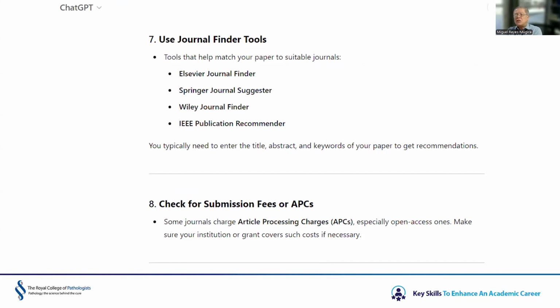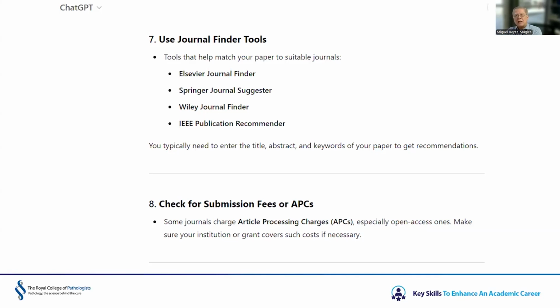Check the submission fee. Some journals, many journals, charge for submission. Depending on what you are submitting, if you are submitting images, the charges may increase. Sometimes these may reveal some predatory behavior, so be careful about submission fees.